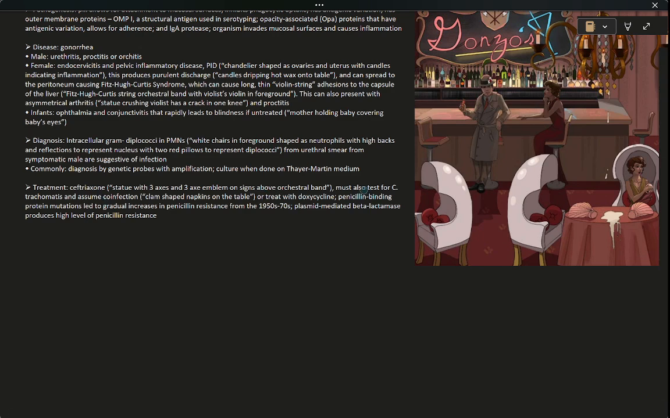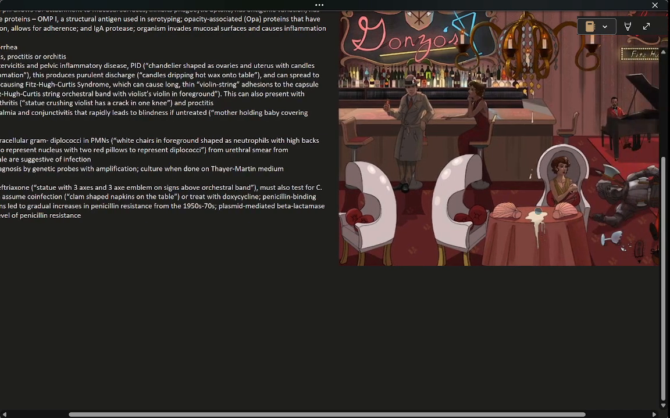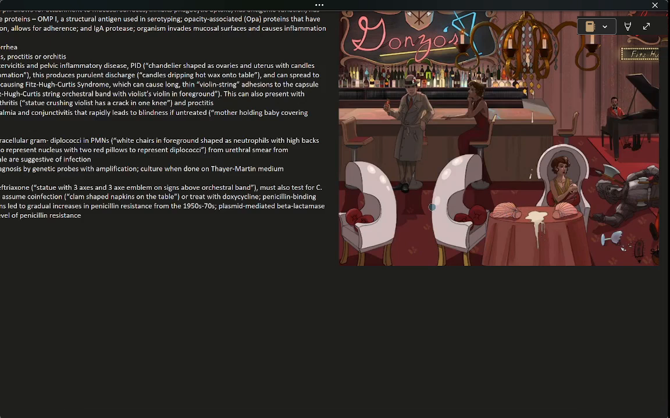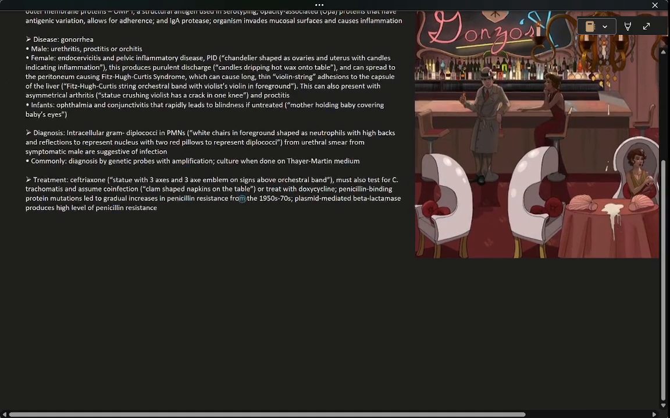It is also important to test for Chlamydia trachomatis and assume that co-infection is taking place. And then another alternative is to treat with doxycycline. So to remember the co-infection with Chlamydia trachomatis, think about the clam-shaped napkins on the table, as shown over here. Clam symbolizing chlamydia.